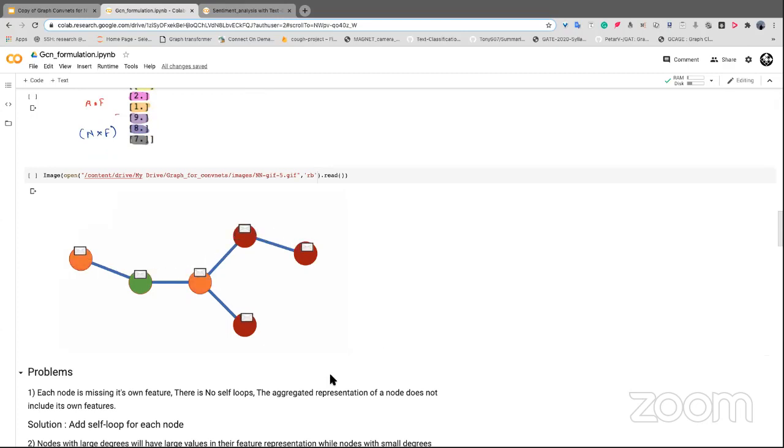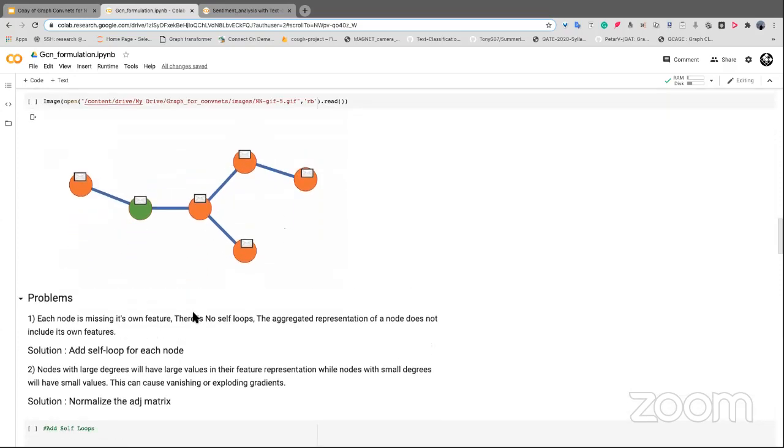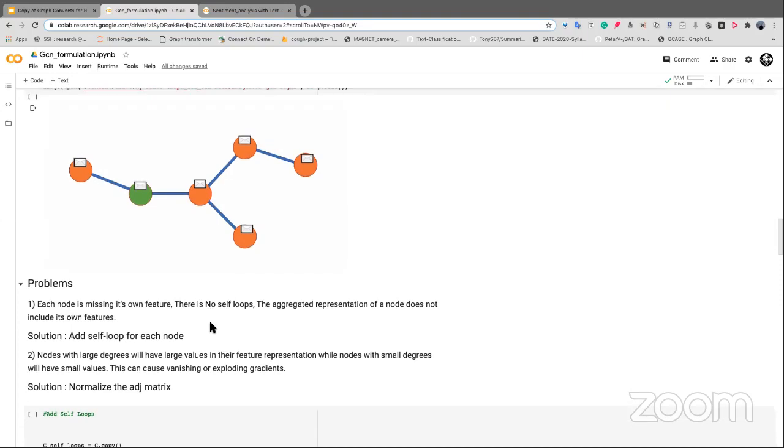Every node is passing the information, and then here we are just accumulating information like this. But we have two problems here. Each node is missing its own features. There is no self loop here. And the second thing is that nodes with large degrees will have larger values in their feature representation, while nodes with small degrees will have small values. So that can cause vanishing or exploding gradients problem.